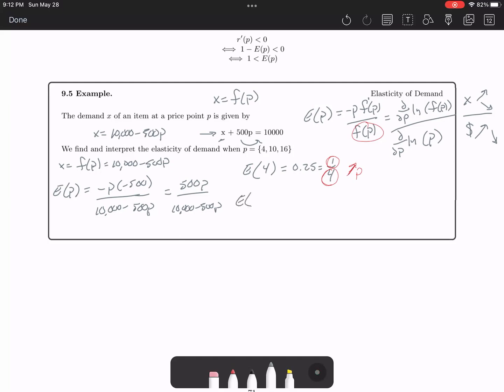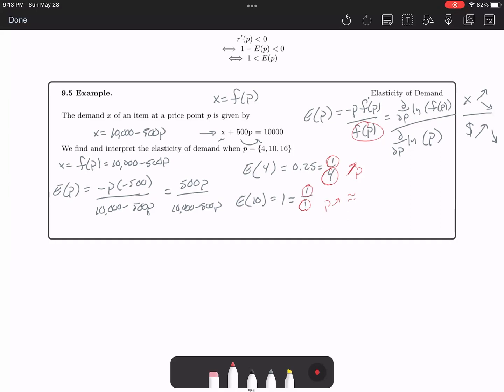If we evaluate the elasticity at 10, we get a perfect 1. 1 is obviously equal to 1 over 1. So this tells us that if we increase price by 1 percentage point, demand will drop by 1 percentage point. So if we increase price, our revenue is not really going to change that much. It's going to change by the same amount, relatively. So we should probably not increase the price. That's our conclusion there. Keep price the same.